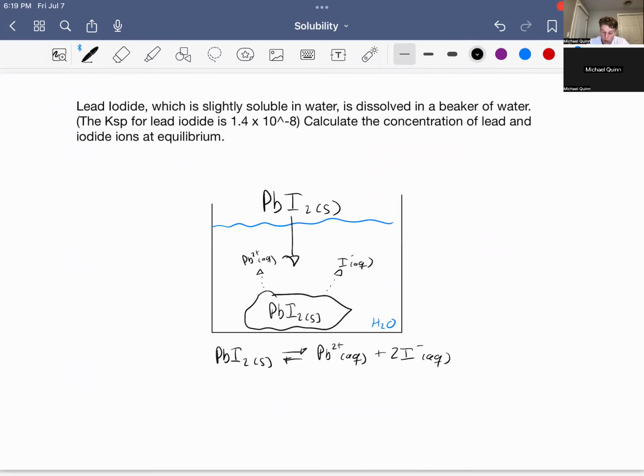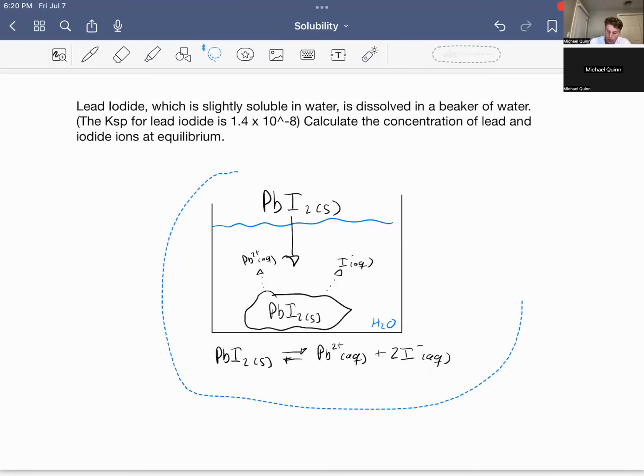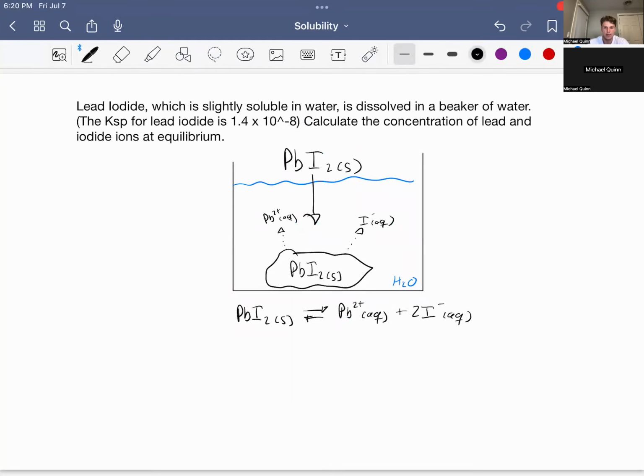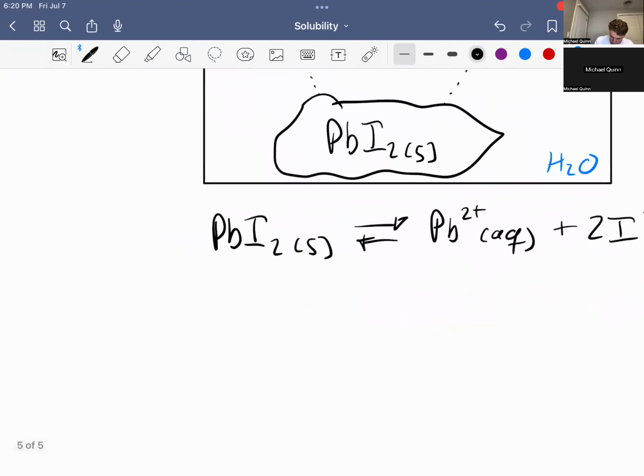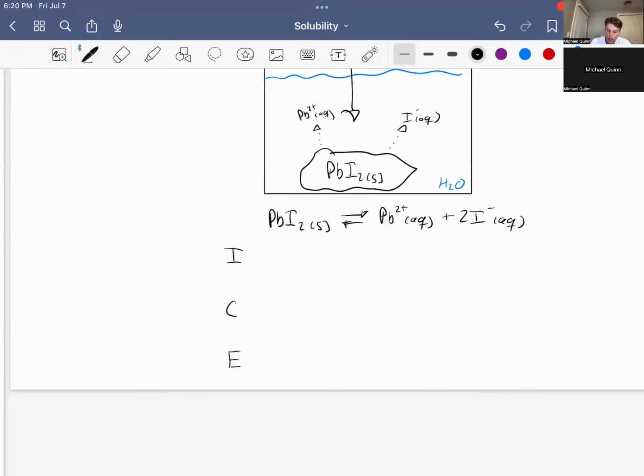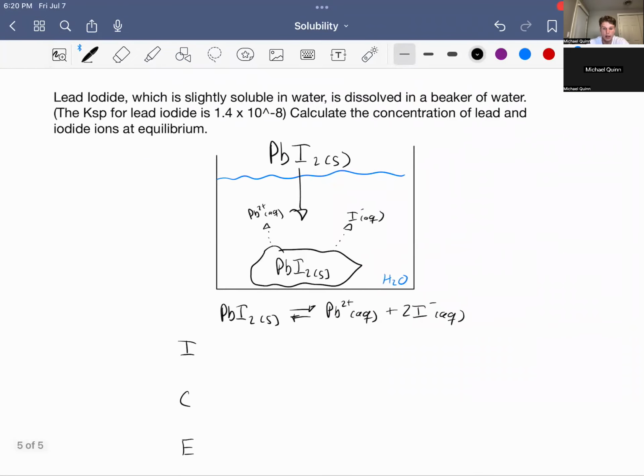So we want to find the concentration of lead and iodide at equilibrium. So what we can do in a situation like this is draw an ice table to solve. One thing to note, we will never consider a solid in our ice table, so we can get rid of that. So what we need to do is figure out our change in our equilibrium concentrations of lead and iodide.